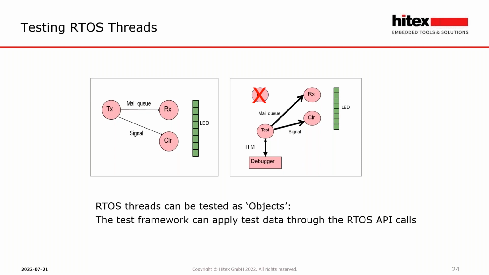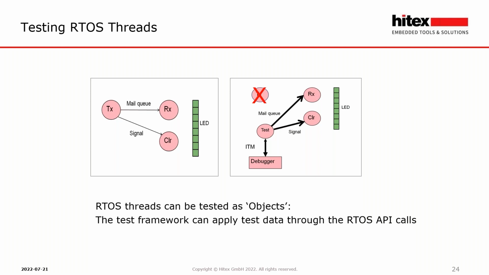So again, a very trivial project, but when we come to test that, we can create a dedicated test thread, and we can switch off the TX thread. Now the test thread can write into the mail queue and also generate signals as part of its test code. So we can write patterns into the mail queue, run the RX thread, see how it performs, and check that it writes the right pattern to the LEDs. We can send a signal to the clear thread and then check that all of the LEDs are switched off.